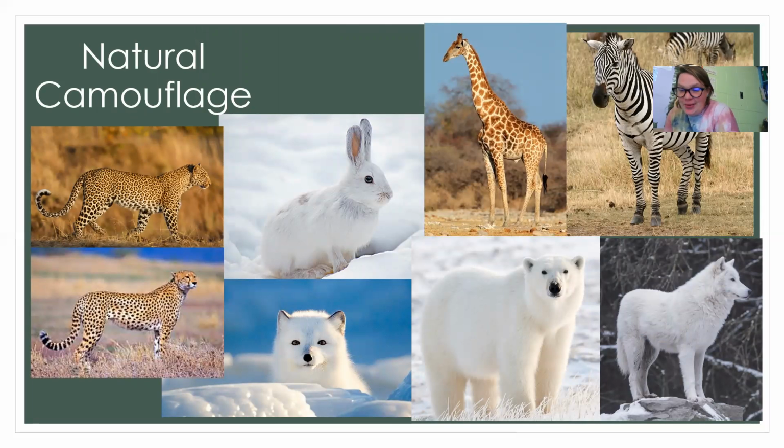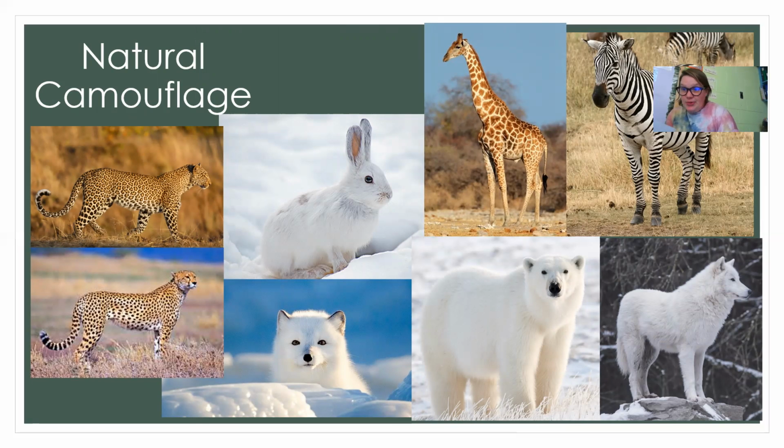Camouflage. So some animals, their fur, they might have stripes or spots or just one color that helps them to blend into their environment so that they can hide from their predators, or they can sometimes hide from their prey when they're getting ready to attack.